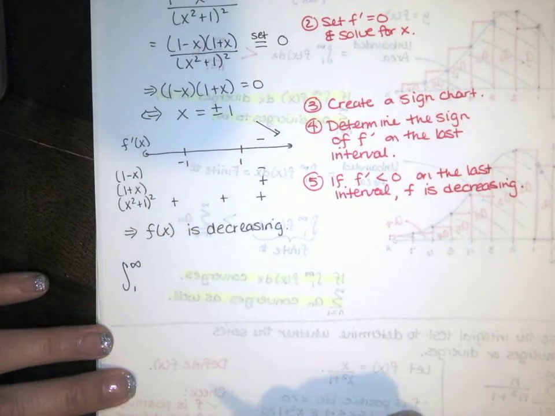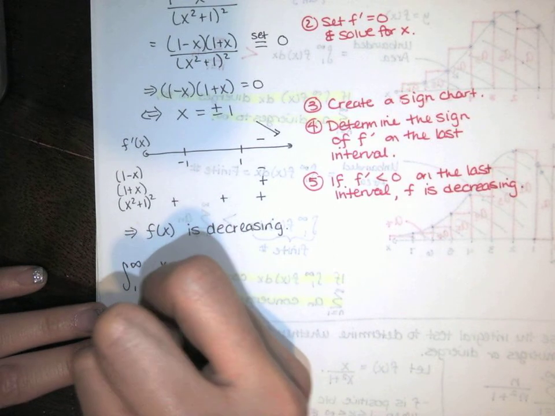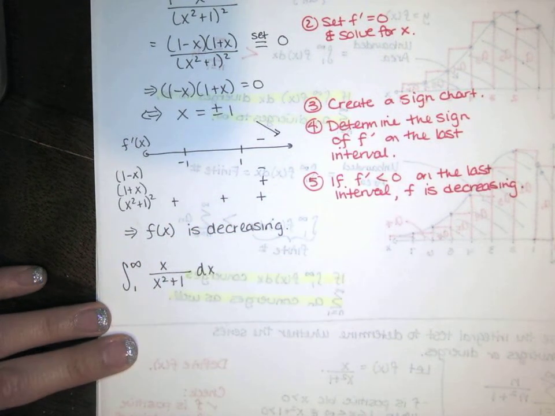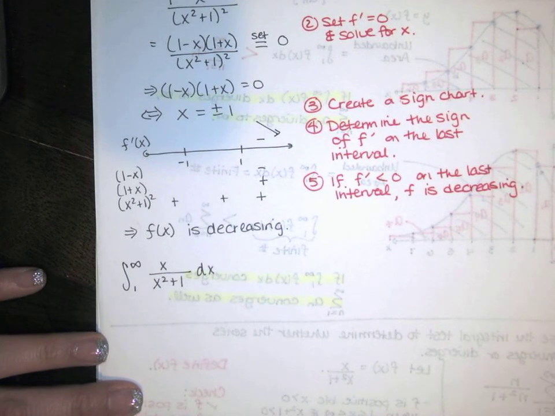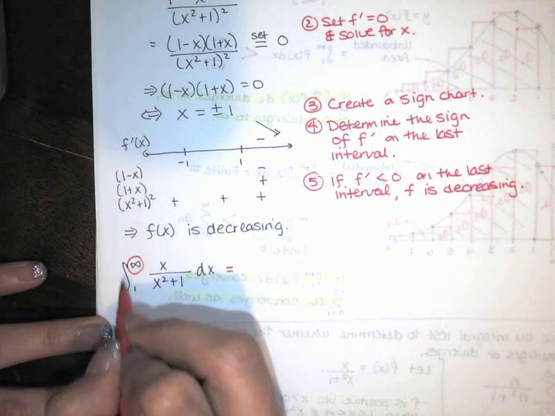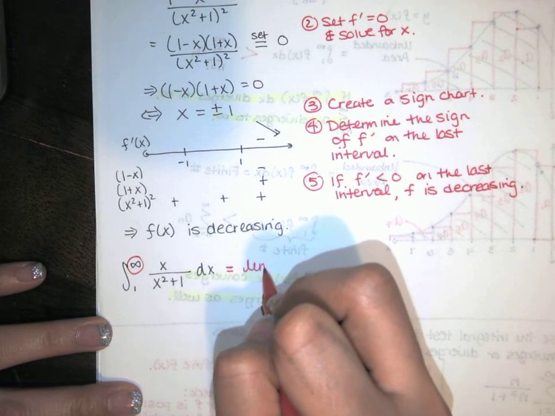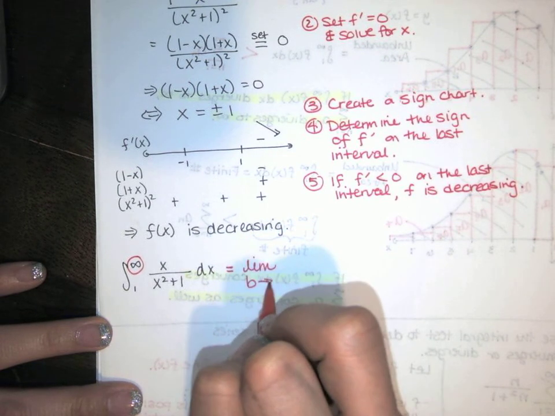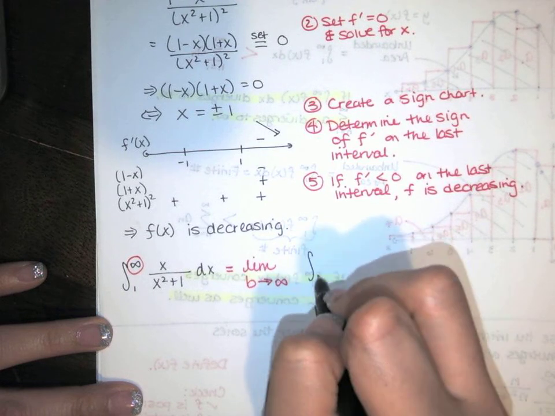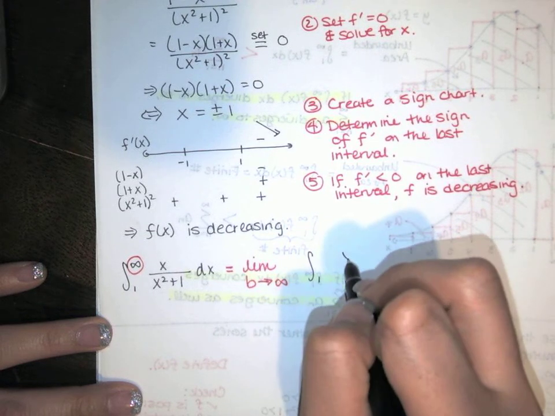I evaluate the integral from 1 to infinity of x over x squared plus 1 dx. Remember how we do this. It's an improper integral. So the first thing you do is you write it as a limit. The problem happens at the upper limit, so we take the limit as b goes to infinity. We rewrite the integral. Everything stays exactly the same, except you replace that infinity with a b.